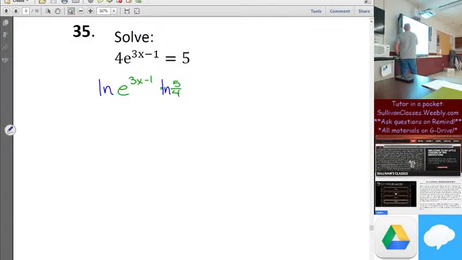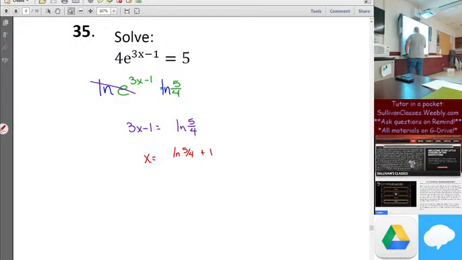So I'm going to have, no, natural log is log base E. That's why we're using it. So I'm going to have 3x minus 1 is the ln of 5/4. Just finish it off by adding 1 and dividing by 3. Is ln of 5/4 plus 1 divided by 3. Or you could have written it as 1/3 ln of 5/4 plus 1/3. Either one's cool.